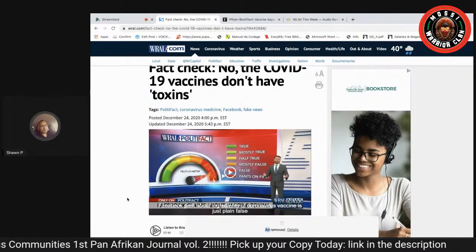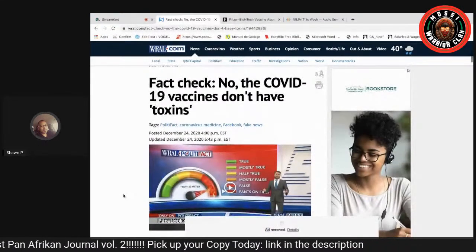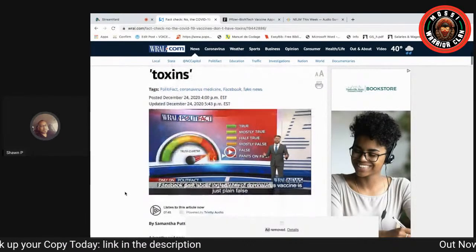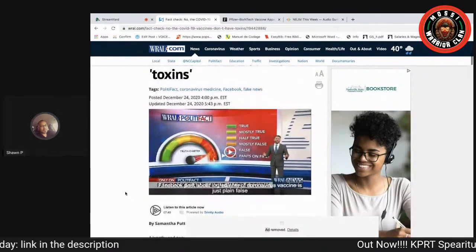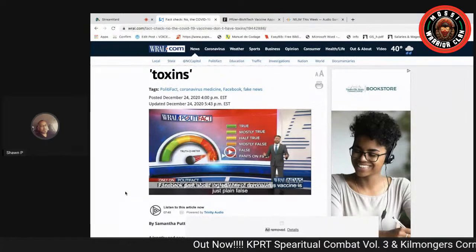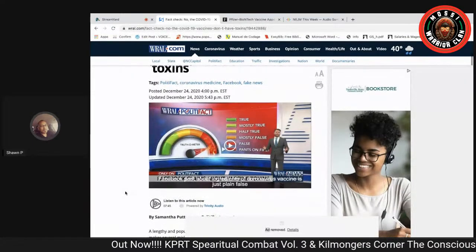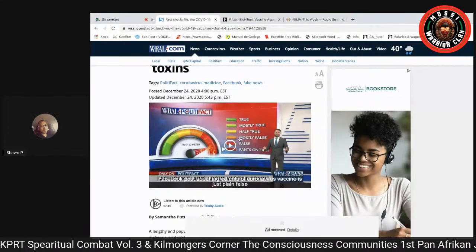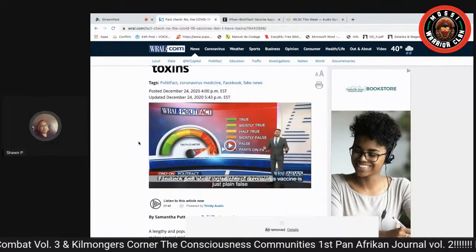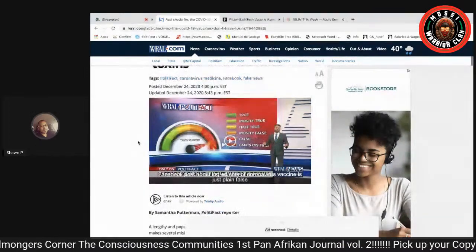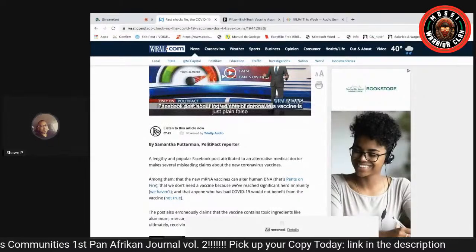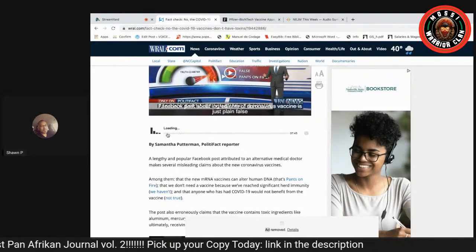All right. So it says fact check. No, the COVID-19 vaccines don't have toxins. All right. This was a little bit later on in December. And they're talking about how the claim about the vaccine ingredients for the coronavirus is just plain false. Now they take to news media stations and all kinds of other things to fight these misconceptions. So instead of me talking, I'm gonna listen to the article. Well, we're gonna listen to the article.